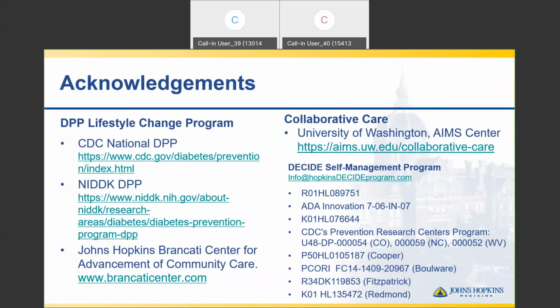And I want to acknowledge that for DECIDE, I'm very appreciative to the many organizations, including Kaiser and Geisinger, and all of the investigators from other places around the country who are doing the work in that context application. So thank you.